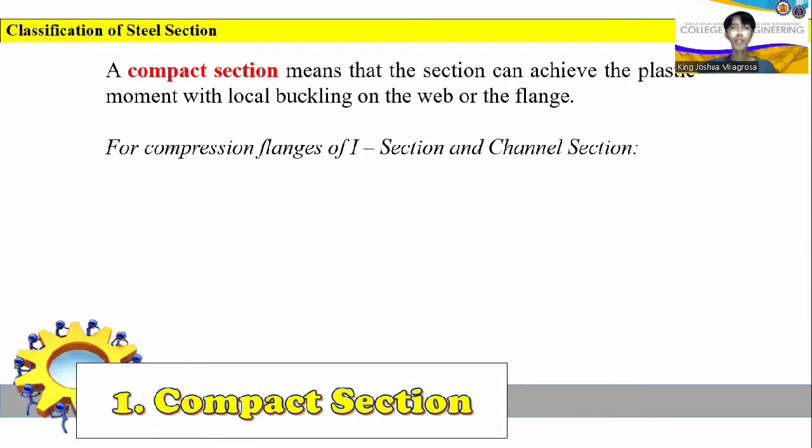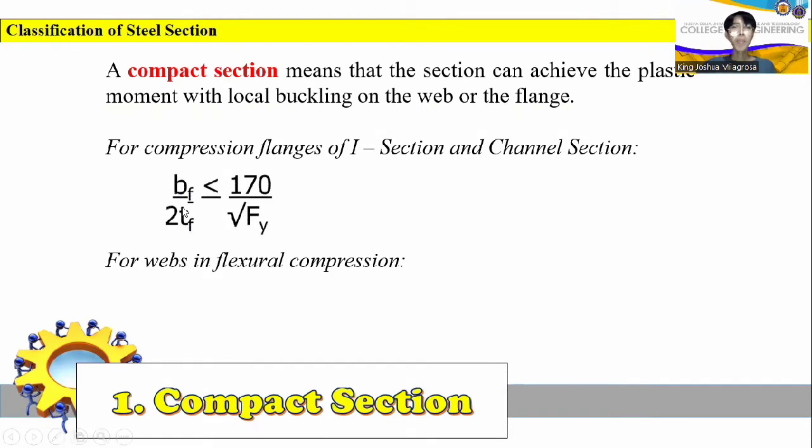So for compression flanges of I section and channel section, dapat yung quotient ng base flange all over twice the thickness of flange is less than or equal to the quotient of 170 over the square root of Fy. For webs in flexural compression naman, dapat yung quotient ng D over thickness ng web is less than or equal to the quotient of 1,680 over the square root of Fy.